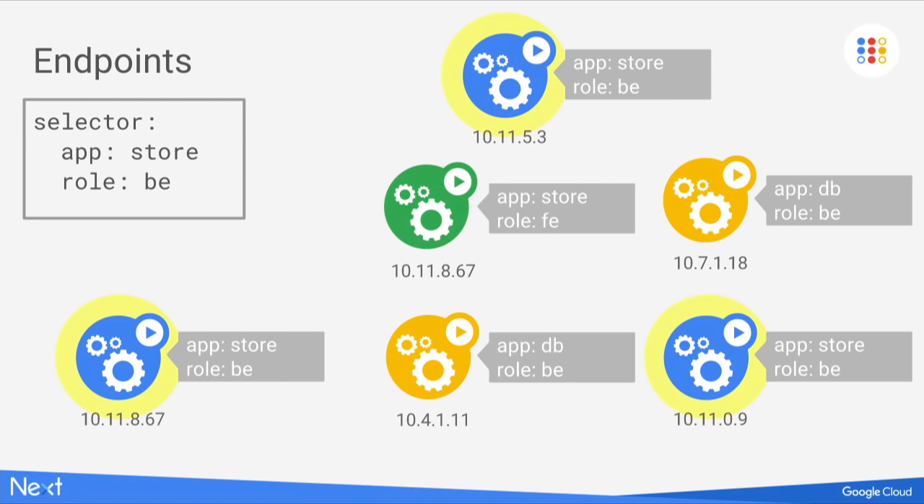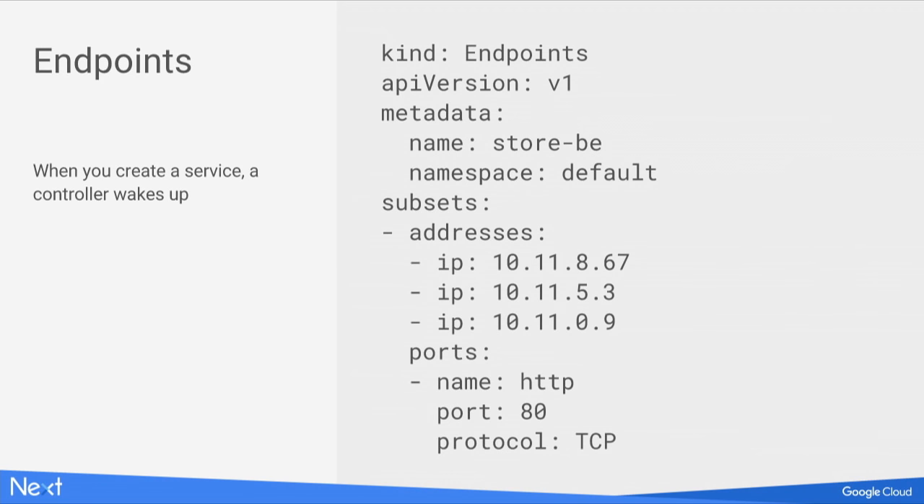Well, when you create a service in Google Container Engine, Google Container Engine also creates an endpoints resource or object for you with the same selector. So if you have a bunch of pods that you associate with that service, in this case app store role BE, they're going to be found by the Kubernetes system, which will associate them with the endpoints, and it's going to automatically create this endpoints object for you.